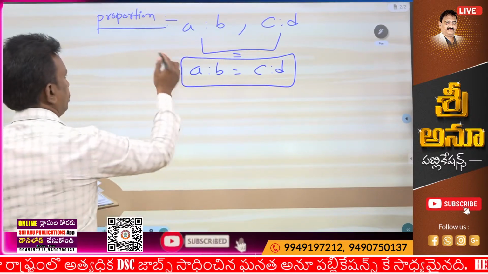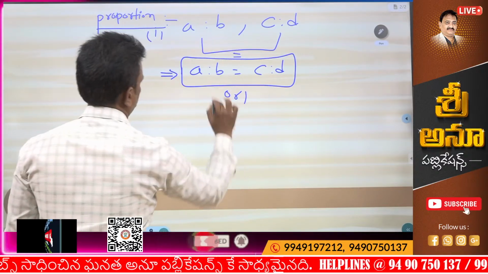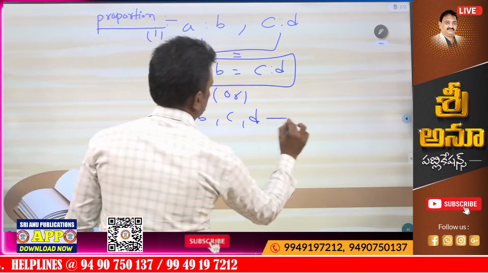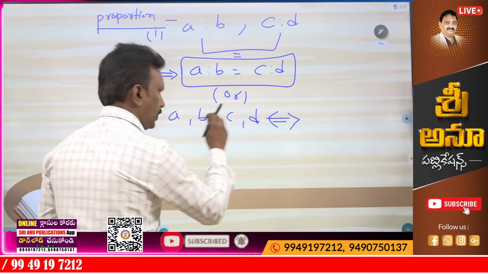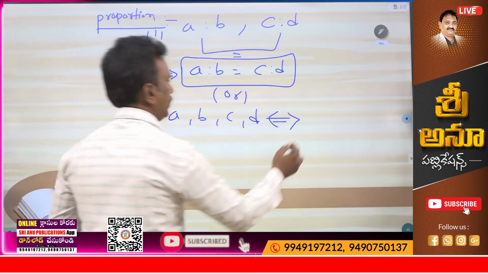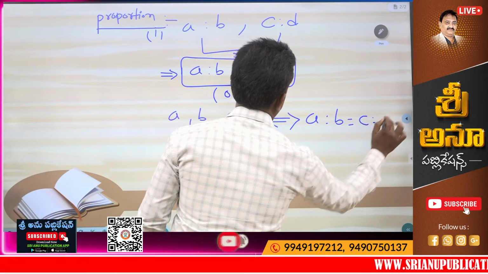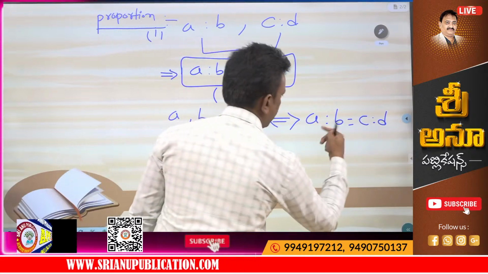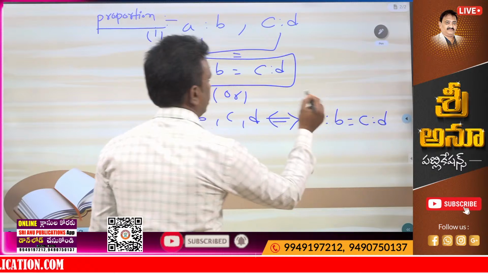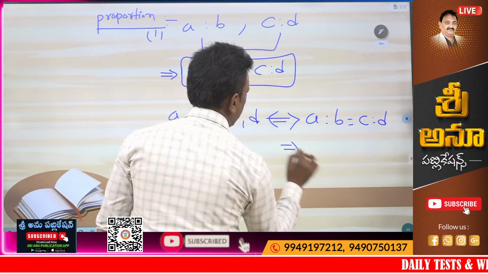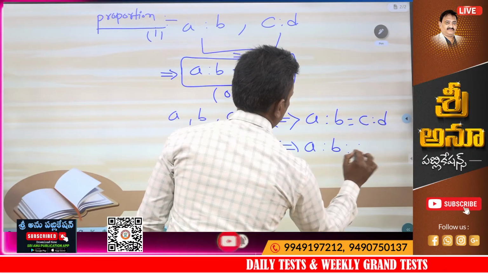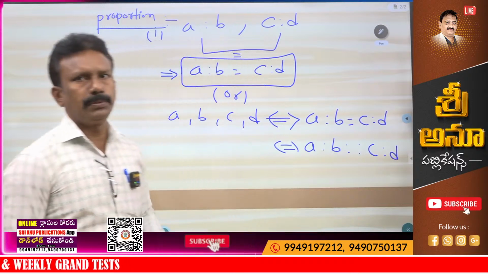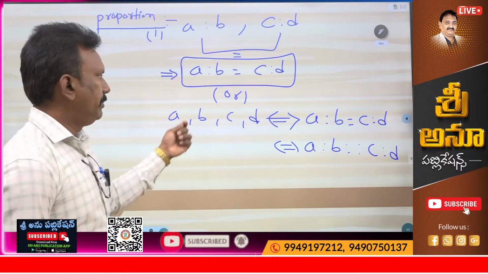This is one of the definitions. One more definition is that if A, B, C, D are in proportion, then these four quantities are in proportion, and we can write that A is to B equals C is to D. Sometimes in case of proportion, we use the four dot symbol: A is to B proportional to, is equal to, C is to D. So A, B, C, D are the four quantities.